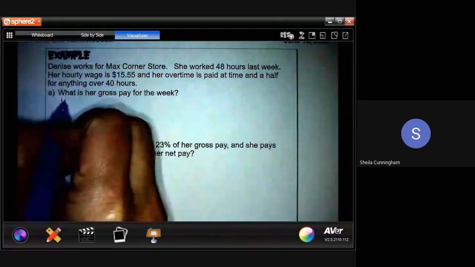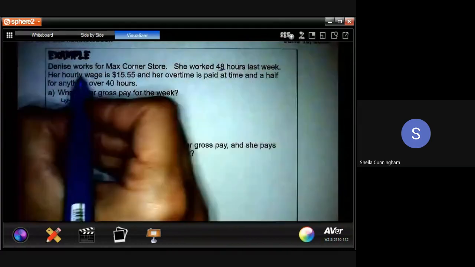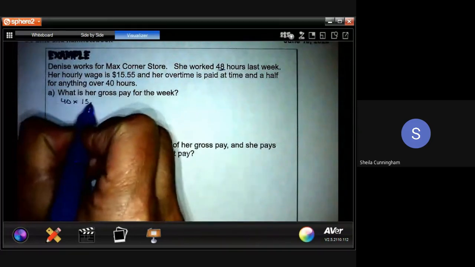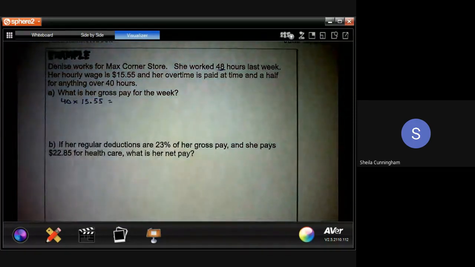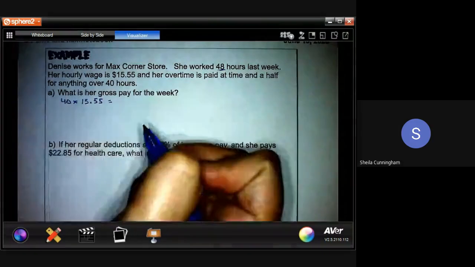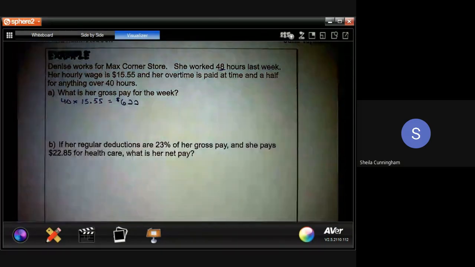Well, we know 40-hour work week for sure because she's worked 48 hours. She went beyond at a basic rate of $15.55. So knowing that, we're going to take the 40 times the $15.55. And we know that Denise is making $622 just in her regular hours of 40 hours.